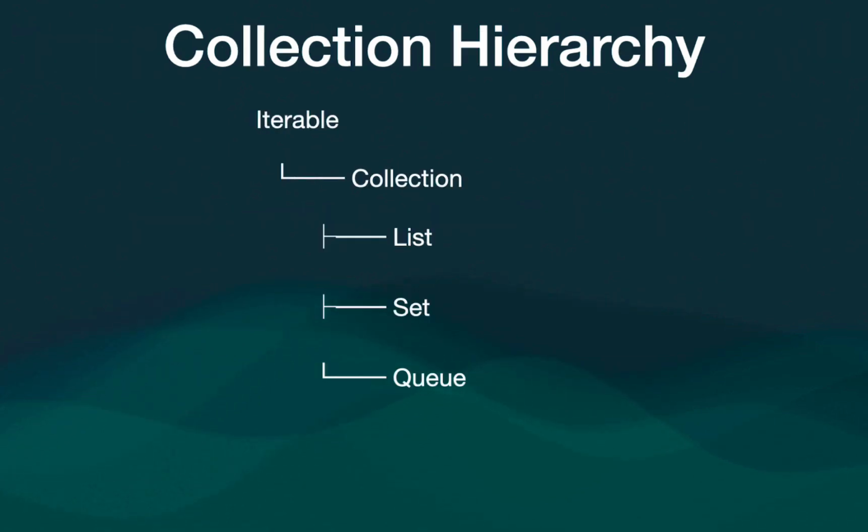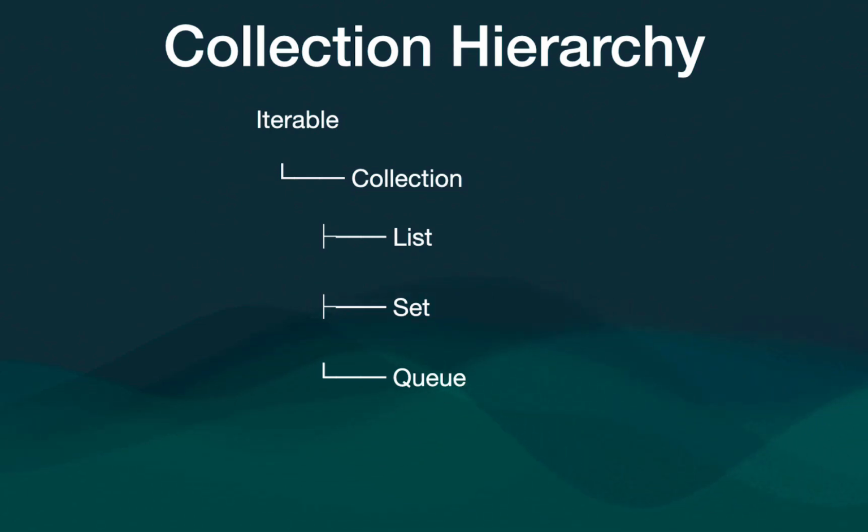This is the very high-level collection hierarchy. At the top we have the Iterable interface, which is the topmost interface in the collection framework. Every other class or interface indirectly implements Iterable. Under Iterable, Collection is again an interface. It is not Collections. Collection is an interface, while Collections is a utility class, which we are also going to learn in this series.